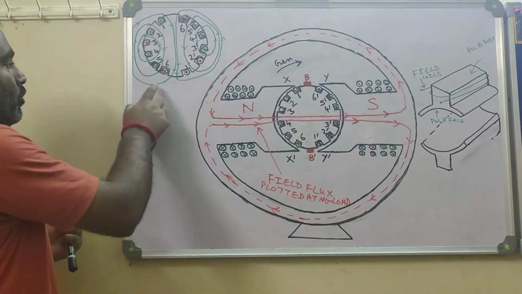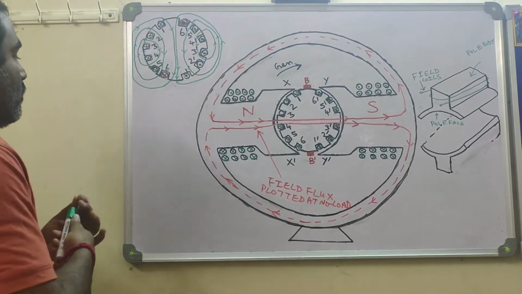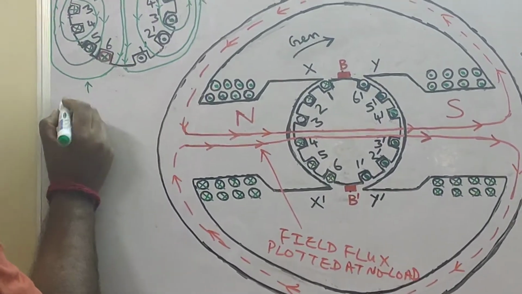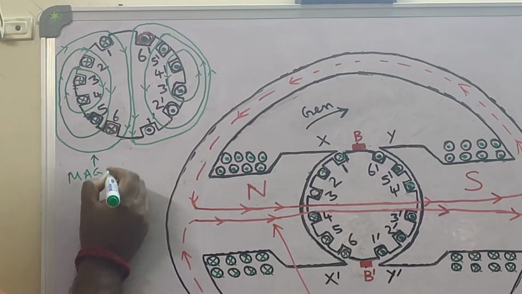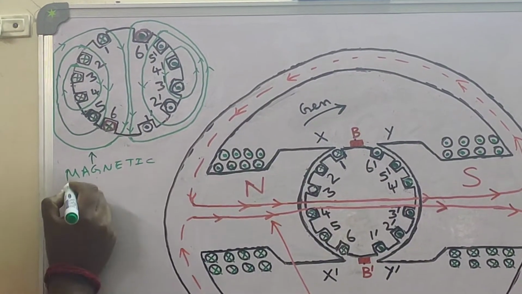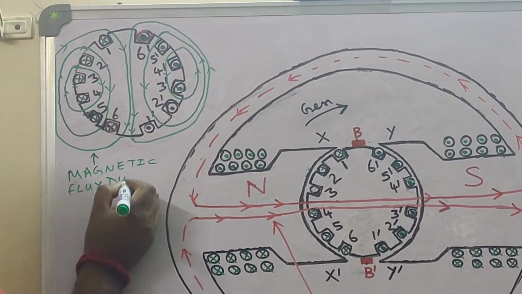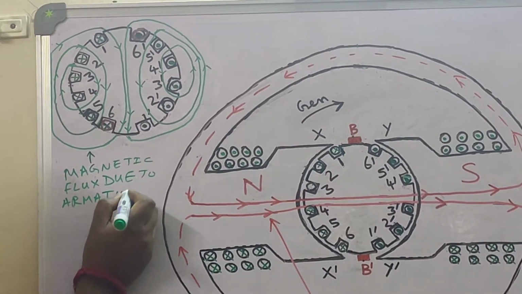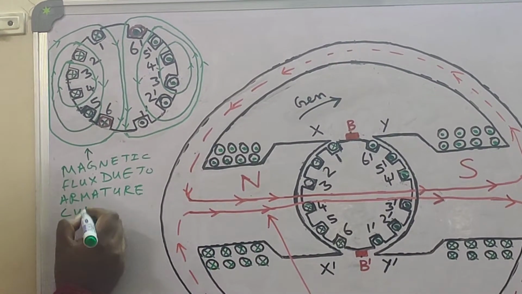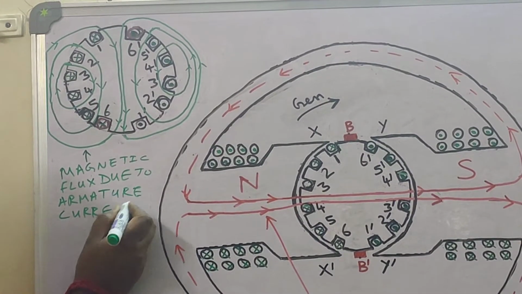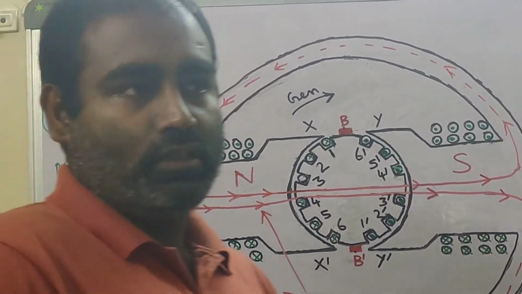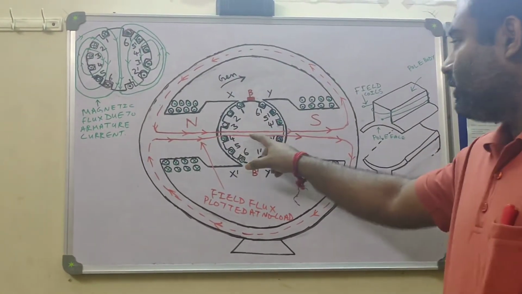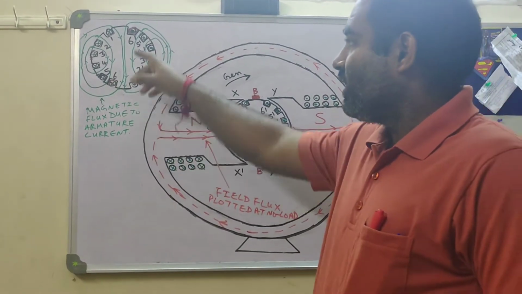Over here I have plotted the armature flux. This is the plot of armature magnetic flux due to armature current only. Why am I showing the magnetic flux plot for field current and the magnetic flux plot for armature current?